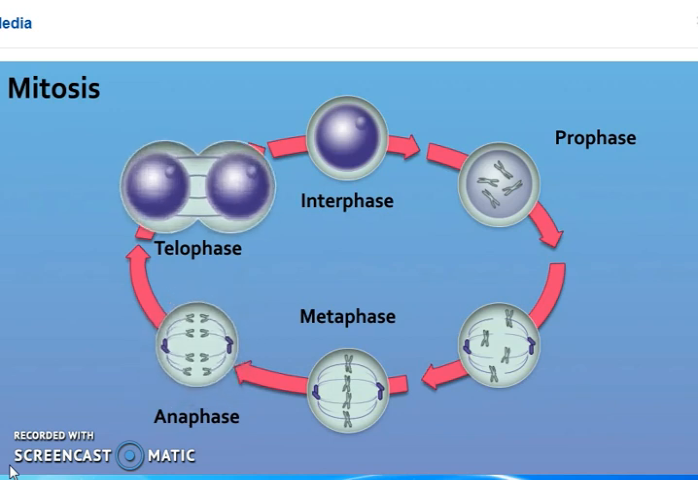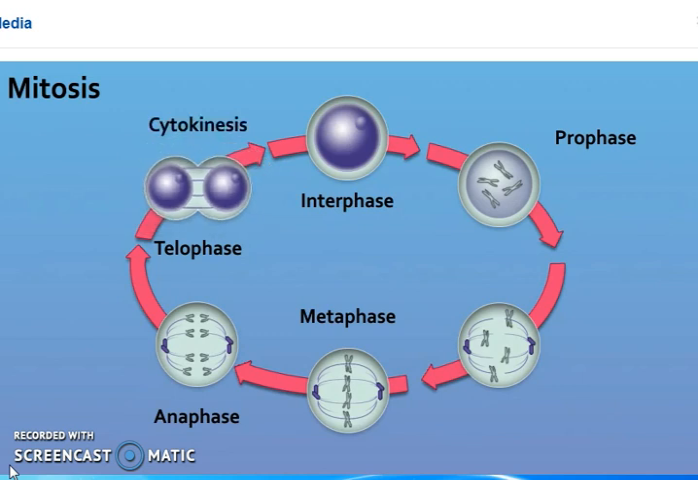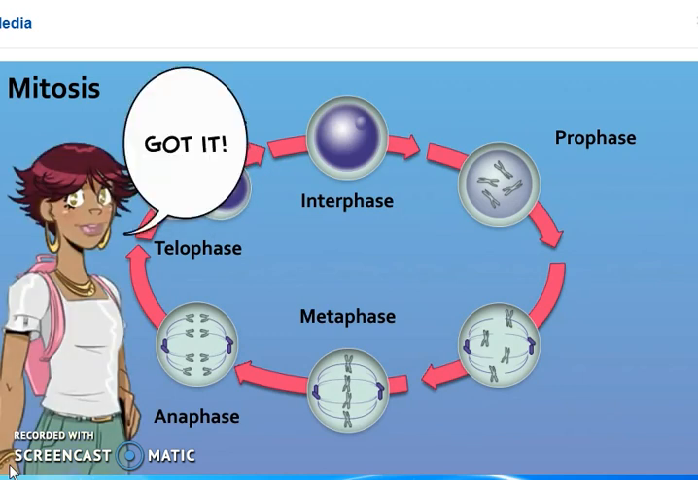During telophase, the chromosomes reach the opposite poles of the cell and begin to decondense or unwind. Two new nuclear membranes begin to form, and the nucleoli reappear, and the spindle apparatus is disassembled. Finally, cytokinesis is the stage where the cytoplasm divides, creating two new cells.